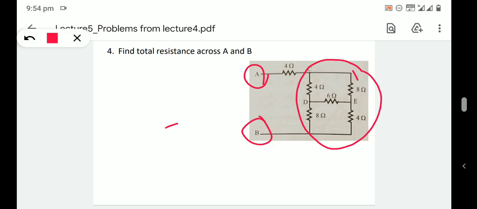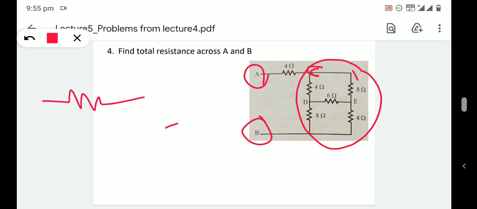because these resistance combinations are not in parallel or in series. This is actually a delta connection. Two delta connections are there. Here this is the point C, and that 4, 8, 6 ohm resistors are in delta connection.